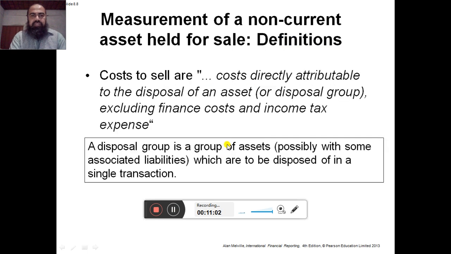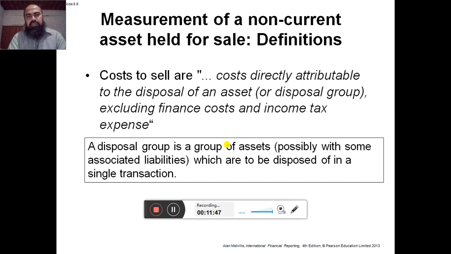After these two definitions, the third one, you may call it a definition or a concept, is cost to sell. So if an organization is going to sell an asset, there would be some minor costs involved. This is cost directly attributable to the disposal of an asset. I will be explaining the concept of disposal group later. So I repeat again, cost directly attributable to the disposal of an asset, excluding finance cost and income tax expense.